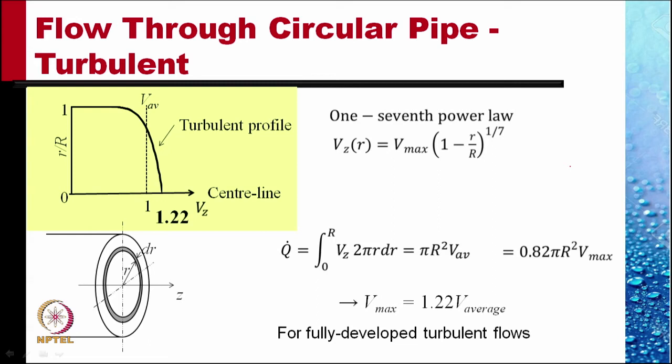So V max in the laminar flow is twice the V average, but in turbulent flow it is 1.22 times V average. That's because the velocity profile is much flatter than the parabolic velocity profile of laminar flows and extends very close to the walls of the tube.